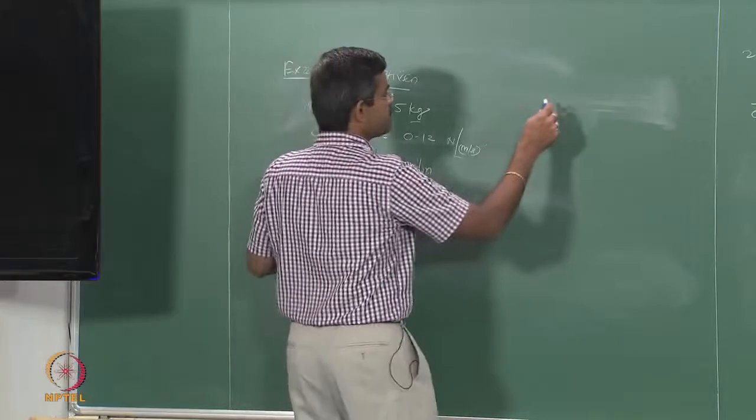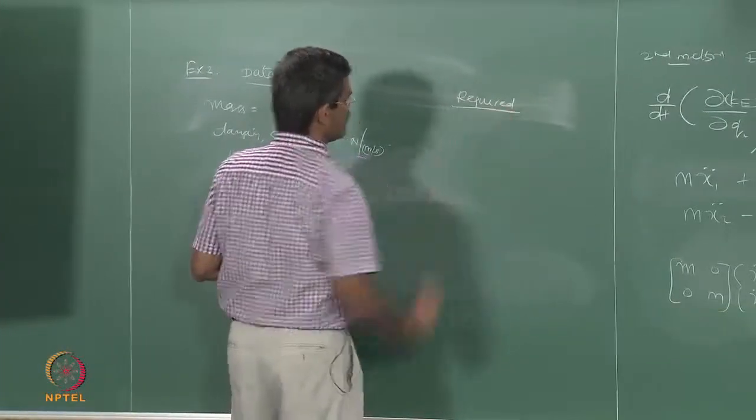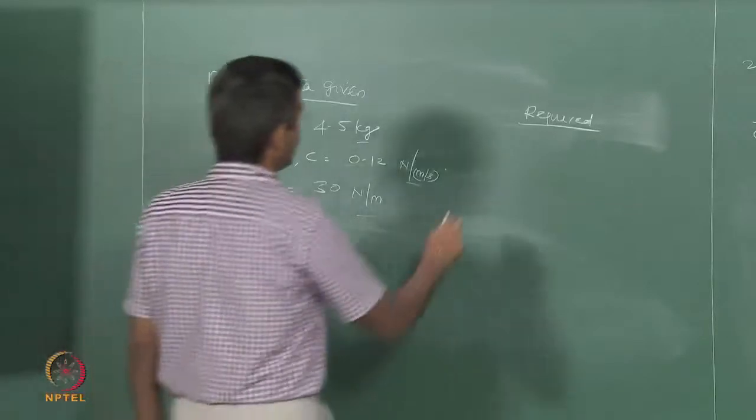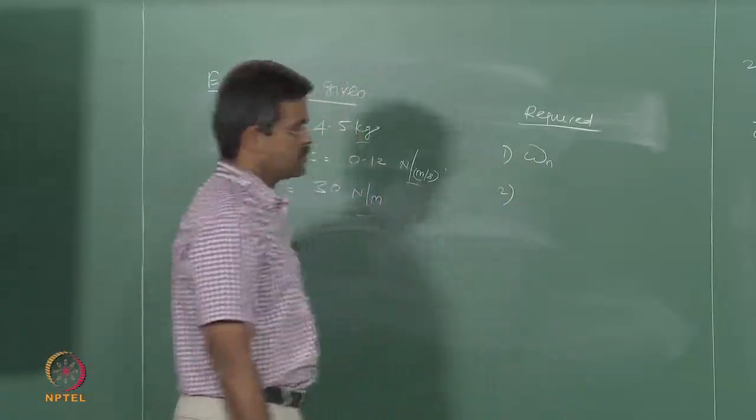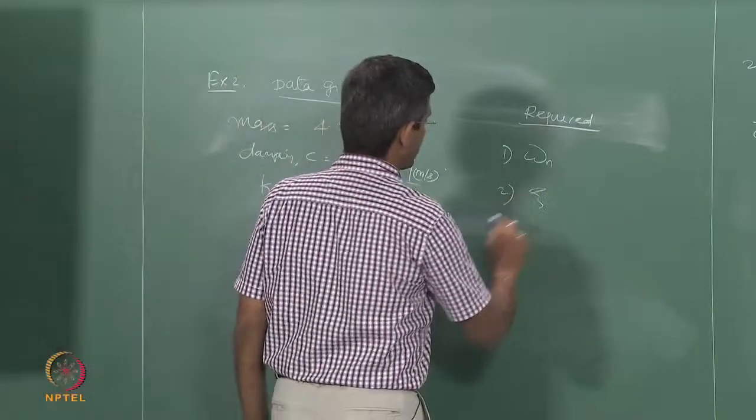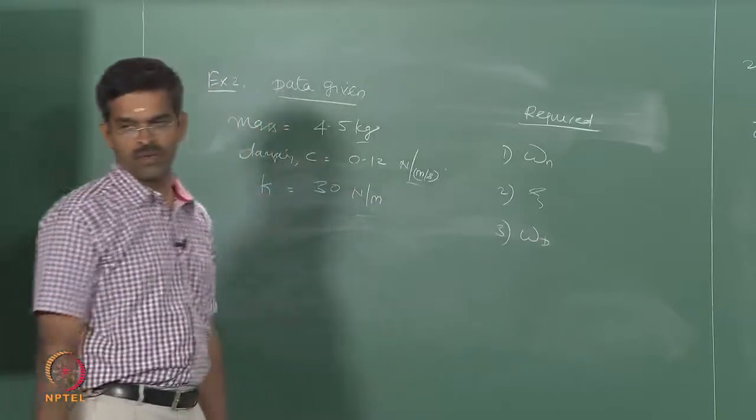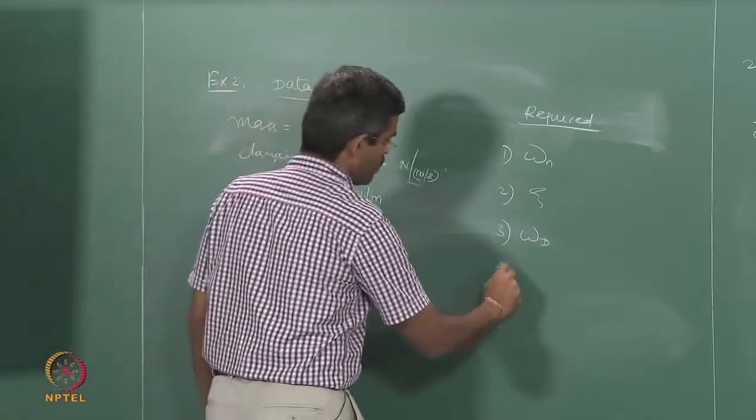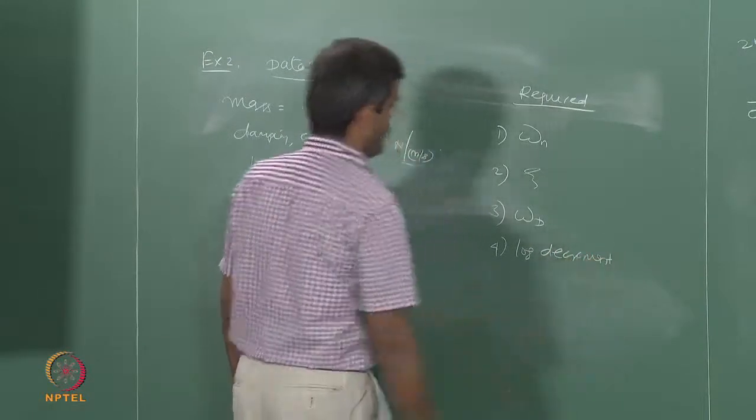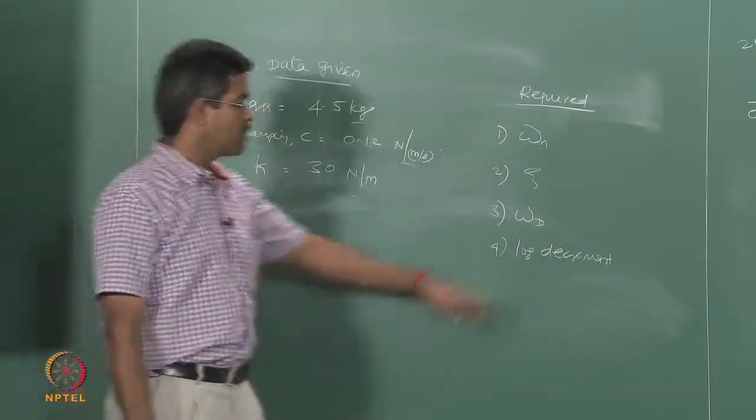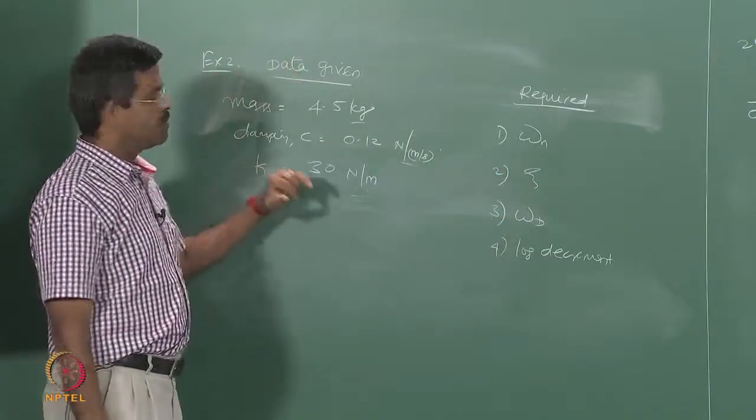What is required? What is asked? They wanted to find out the natural frequency of the system, wanted to find out the damping ratio, they wanted to find out the damped vibration frequency of the system, they wanted to find out logarithmic decrement of the given response, decrement because damping is present. So, it is a damped free vibration model.